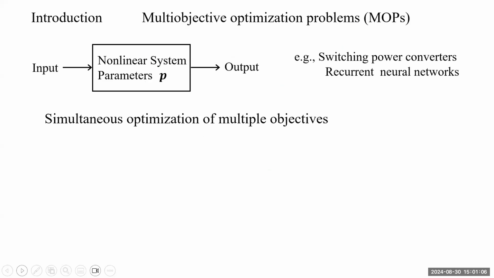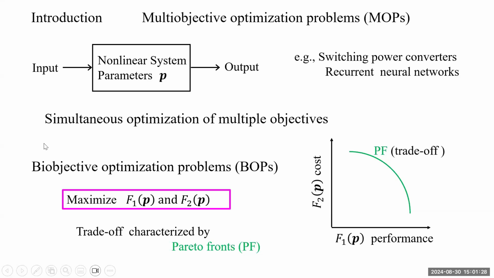We consider multi-objective optimization problems in nonlinear systems, for example, switching power converters and recurrent neural networks, characterized by parameter P. The problem requires simultaneous optimization of multiple objectives. For simplicity, we explain it in the bi-objective optimization problems, BOPs. Maximize two objectives, F1 and F2, functions of the parameter, for example, F1 performance and F2 cost.